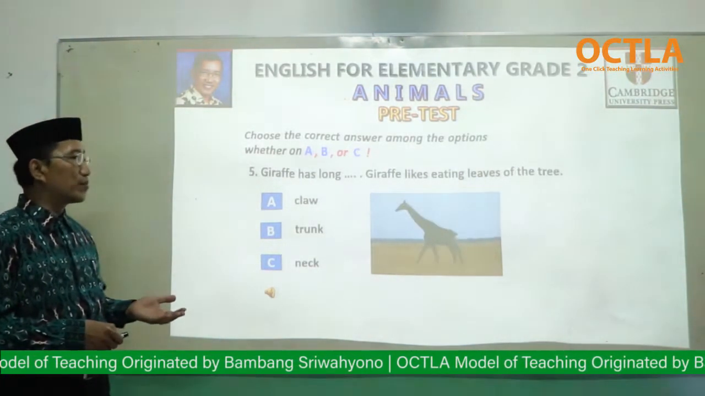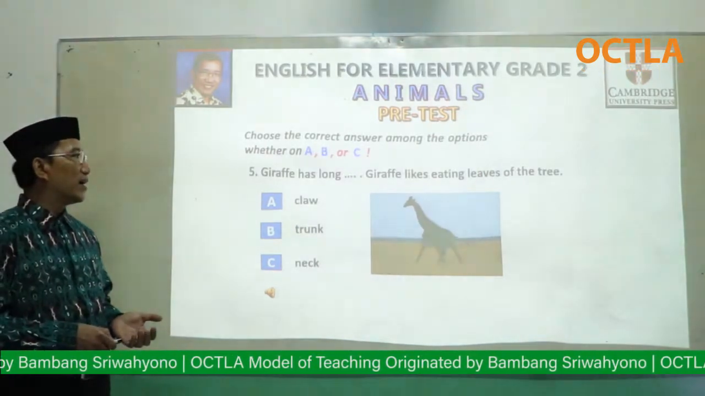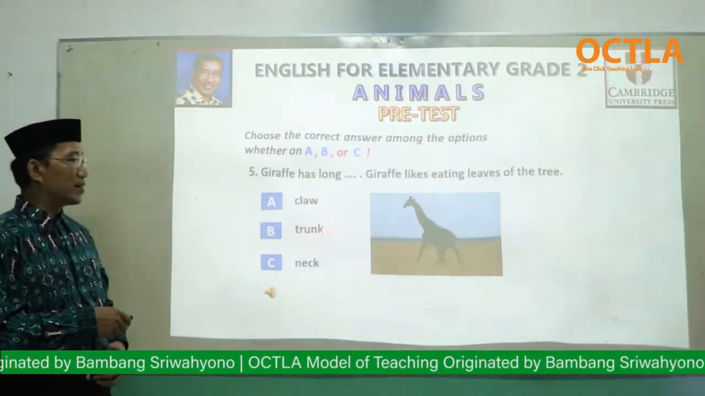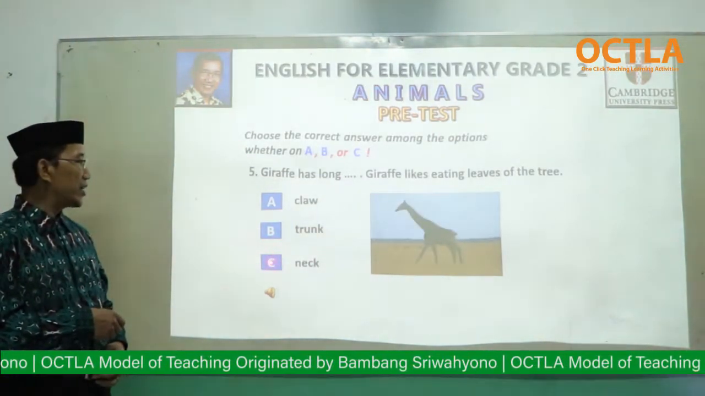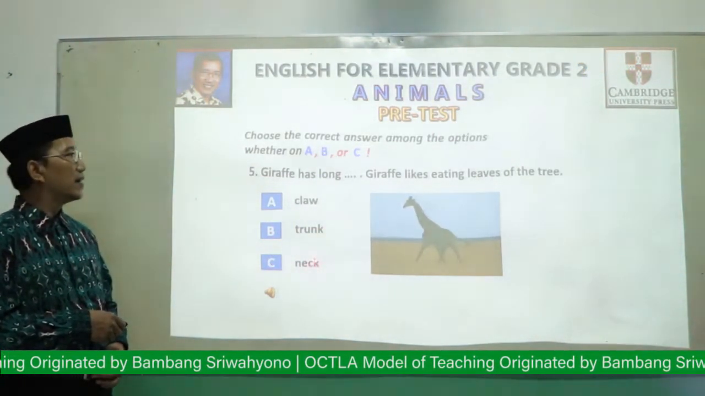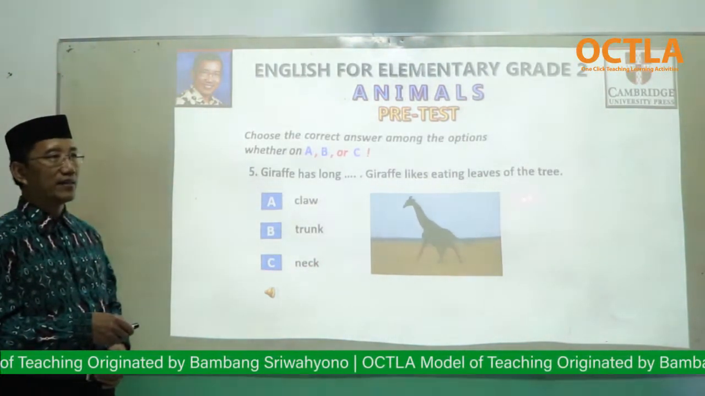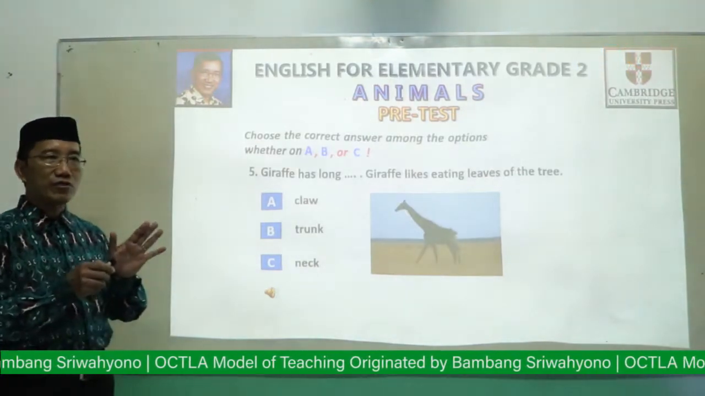Giraffe has long blah blah blah blah. A. Claw. B. Trunk. C. Neck. Giraffe likes eating leaves of the tree. Start to answer.